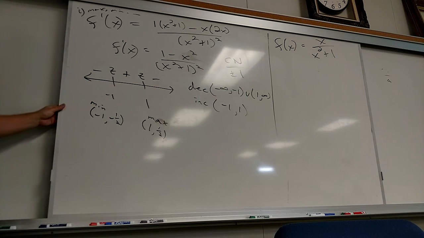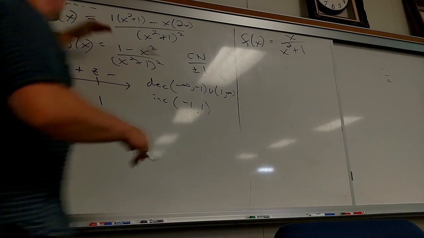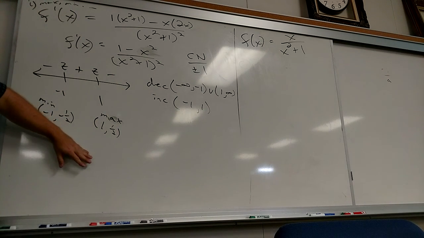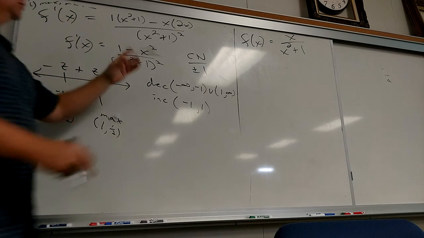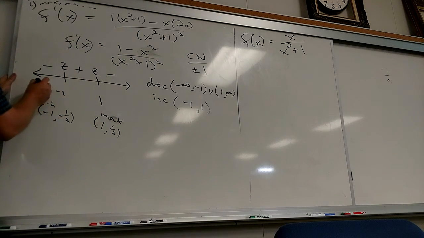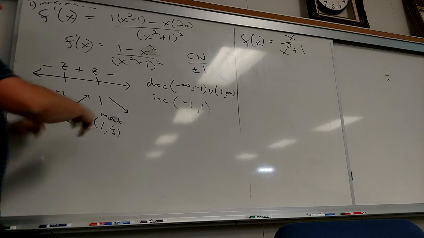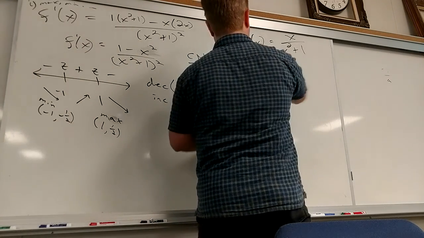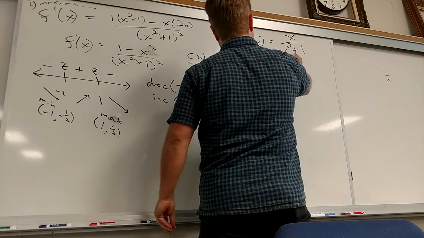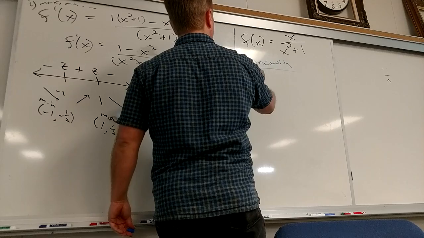For concavity, we do the same stuff we just did. We just do it for f double prime instead. So here I could have done down, up, down, and that would help me with the min and max thing. So when I go to concavity, I want to look at f double prime. What's f double prime?